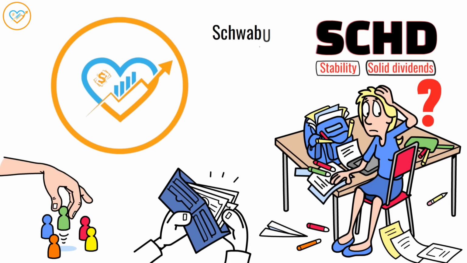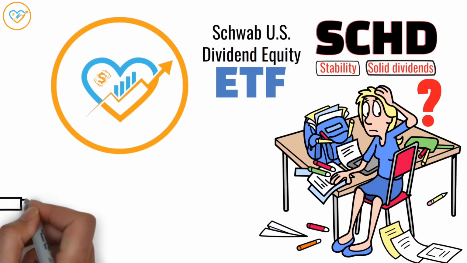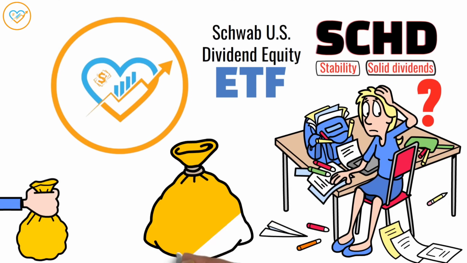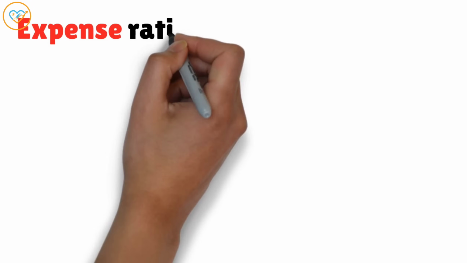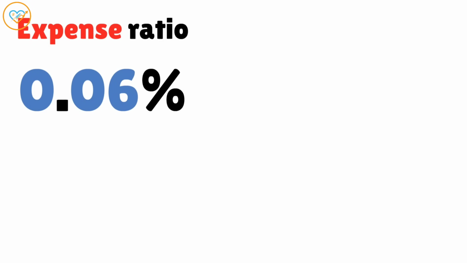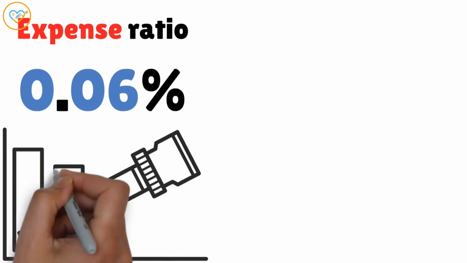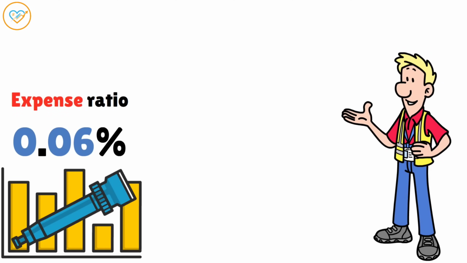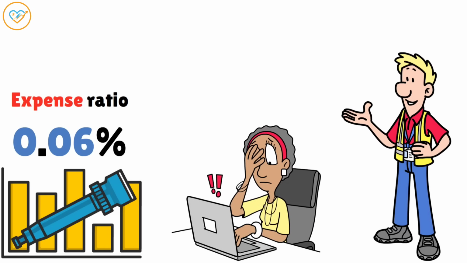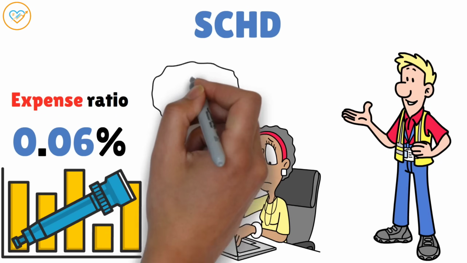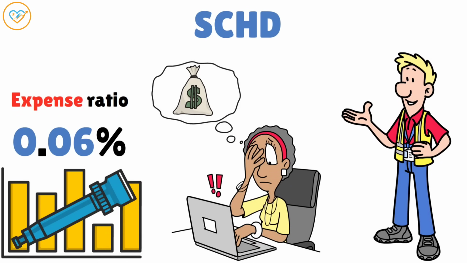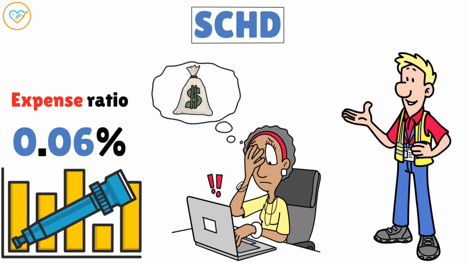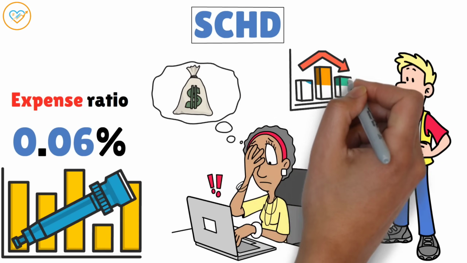SCHD, or the Schwab US Dividend Equity ETF, offers a low-cost way to invest in a portfolio of high-quality dividend-paying stocks. With an expense ratio of just 0.06%, it's hard to ignore for anyone looking for conservative, long-term growth. But here's the thing. Many investors make common mistakes with SCHD that could cost them thousands of dollars over time. That's right. Even a solid ETF like SCHD isn't foolproof if you don't know the potential pitfalls.